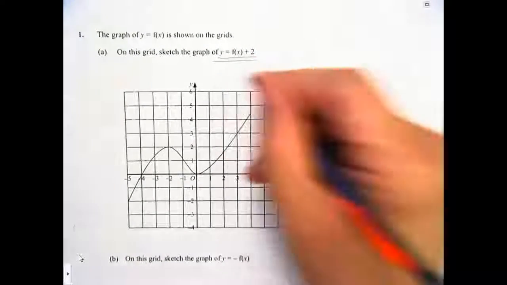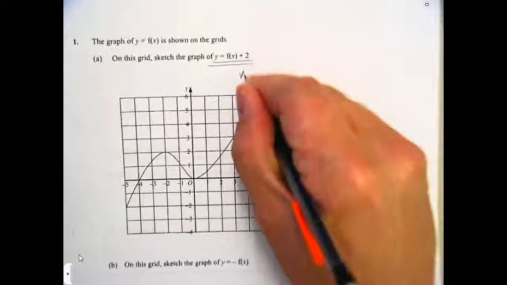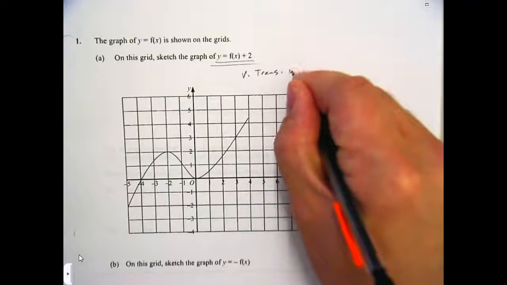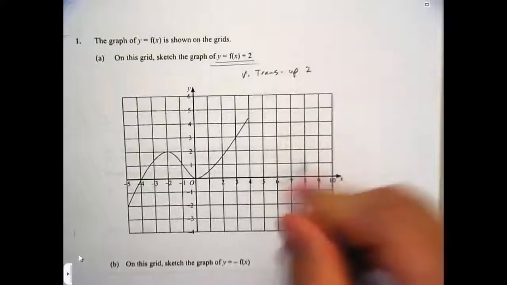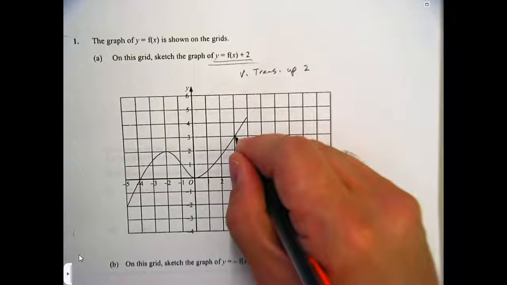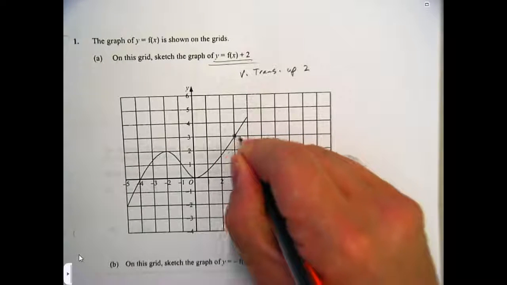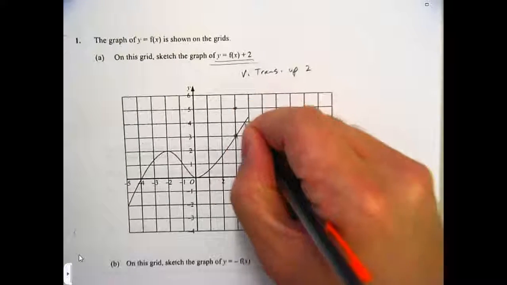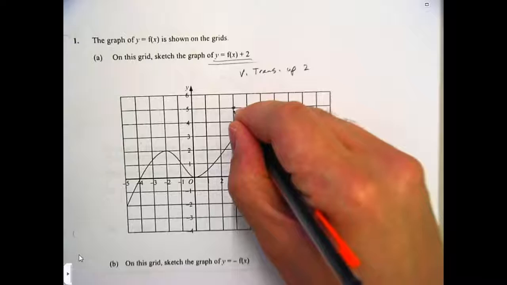Y plus 2. It means all my y values, I am doing a vertical translation up 2. It means all of my y values are moving up 2. So if I find perfect points like this one, notice it hits the grid. I'm moving it up 2. Just slides right up. Okay?